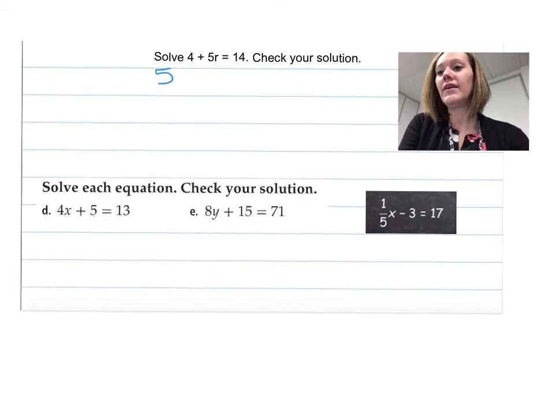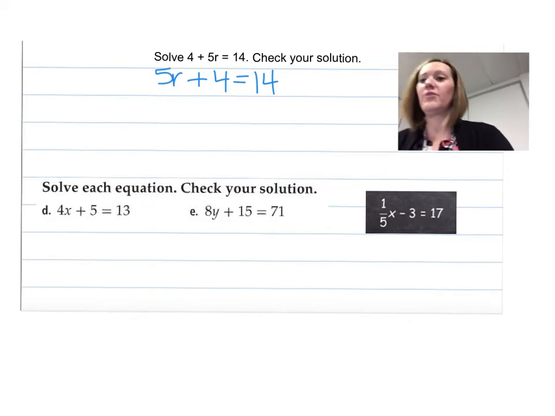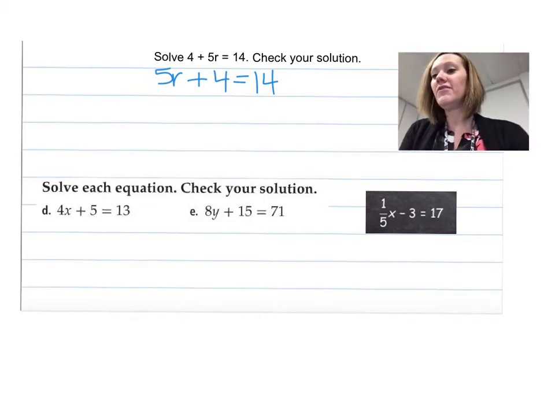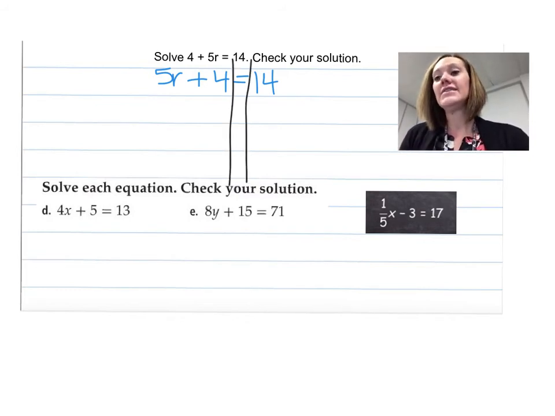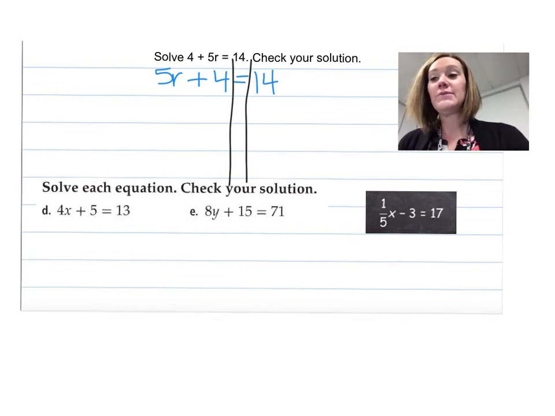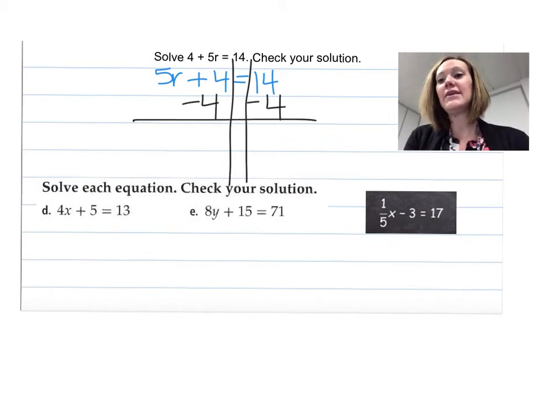So we could rewrite it as 5r plus 4 equals 14, just because then we're used to having it set up like we've had it set up before. And then we follow all the steps that we've talked about already, train tracks, and then I can see that 4 is being added to 5r, so we need to do the opposite, and we're going backwards in our steps. So we're going to subtract 4 on both sides, keep it nice and neat and organized.